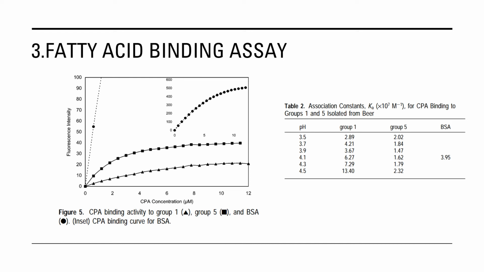The Kas, or the association constants, were calculated, and group 1's Ka was 6.27 times 10 to the 7th, and group 5 was 1.62 times 10 to the 7th.